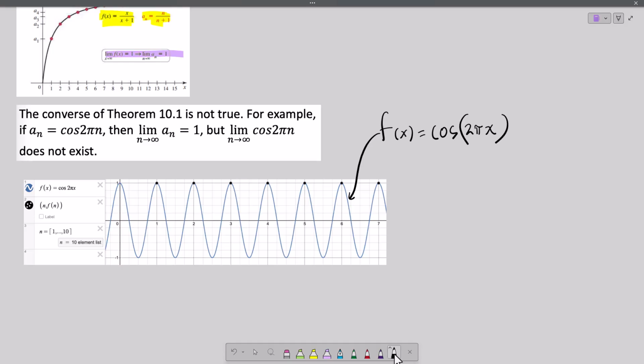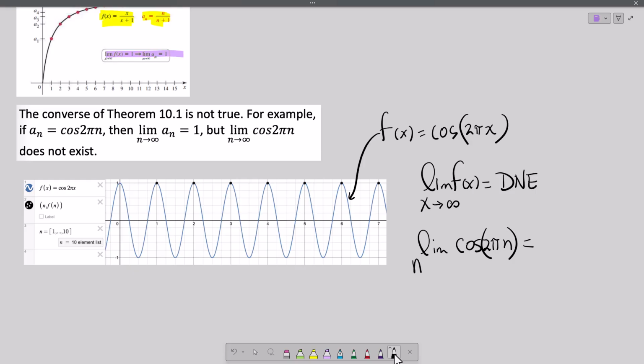Does that function have a limit? Does that blue curve approach a single number? No way. It's oscillating. The limit of f of x as x goes to infinity does not exist, because it's just oscillating. It's wobbling around and does not approach a single number. But if we look at this subset, cosine 2 pi n, that does have a limit as n goes to infinity.